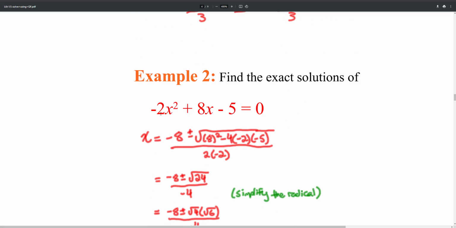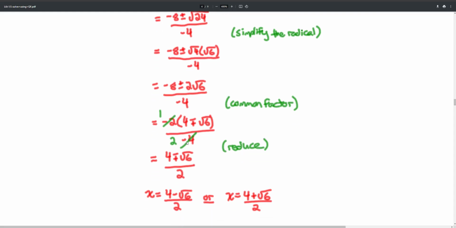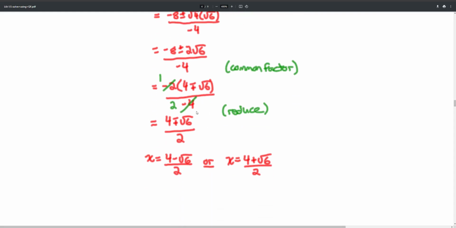Why is it a -4? Because my a value is negative. So what does that do? That just changes the sign. So positive answer becomes negative, and negative answer becomes positive because I'm dividing by -4.